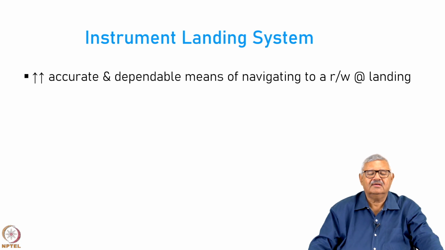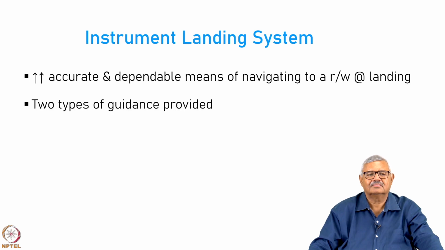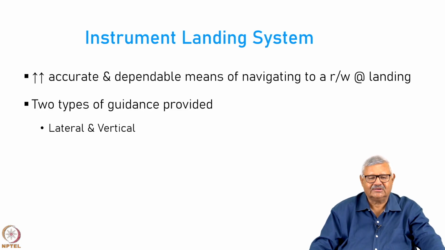This is a very accurate and dependable means of navigating to a runway at landing. Two types of guidance are provided in an ILS system: lateral guidance, so that you can align with the runway, and vertical guidance, so that your approach angle is appropriate, and if you follow the guidance provided, you will touch down at the runway precisely at the point where you are expected to touch down.